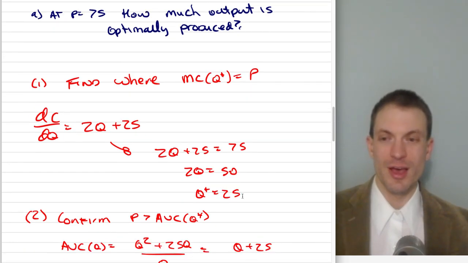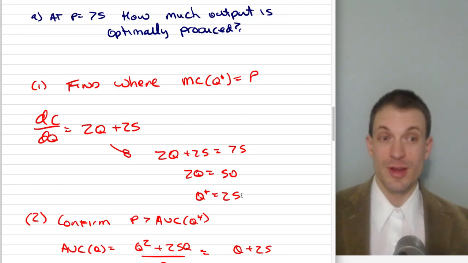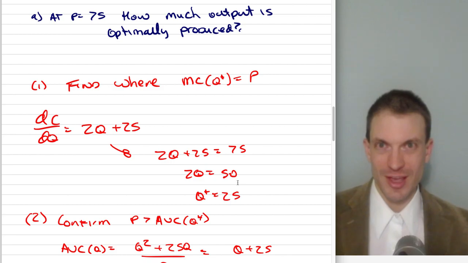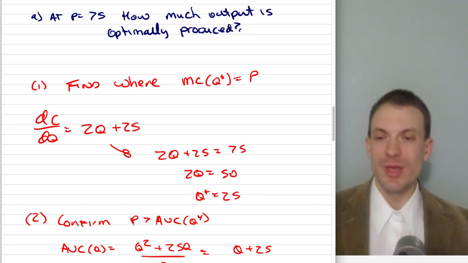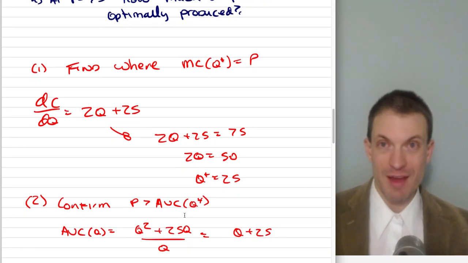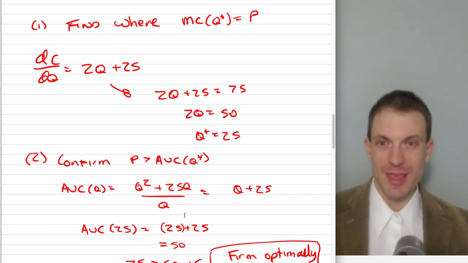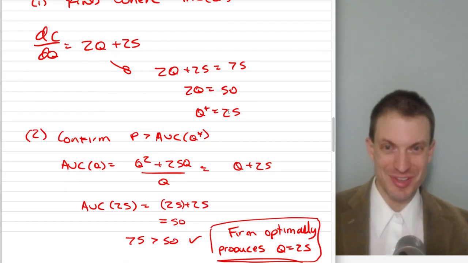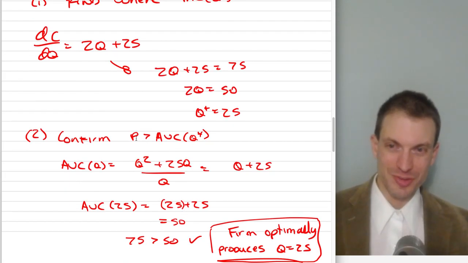we'll find output is going to be 25. You're not necessarily done here because this would be our candidate output. We have to decide, is our firm actually going to want to produce, or would they rather shut down and produce zero? So we have to know, is price larger than average variable cost? But not just any average variable cost. It has to be the average variable cost associated with producing 25 units. So price must be bigger than average variable cost evaluated at the optimal quantity.